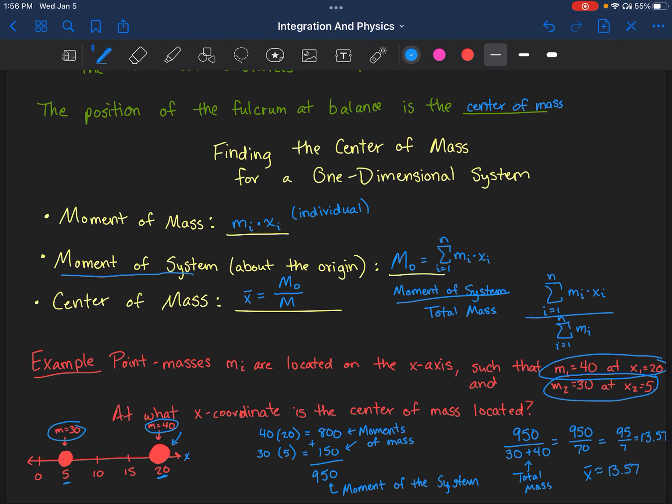Now, I think it's important to note that it's not exactly halfway between 5 and 20. Halfway between 5 and 20 should be somewhere around 12.5, but 12.5 is right about there. Our actual center of mass is right about here, which is 13.57. And the reason is because this bigger mass is pulling the center of mass towards it. The heavier something is, the more massive it is, the shorter the distance it needs to be.